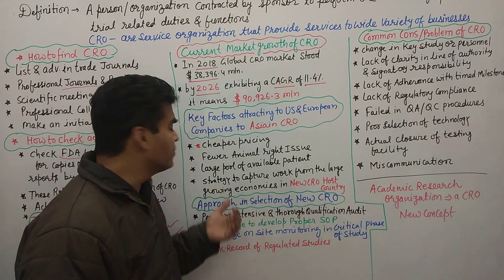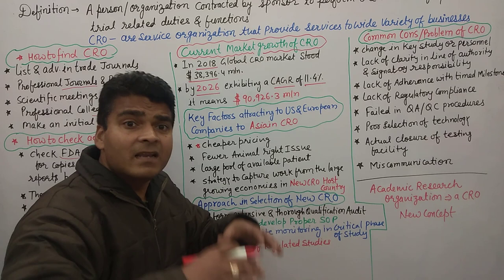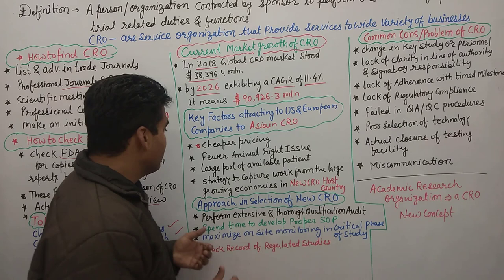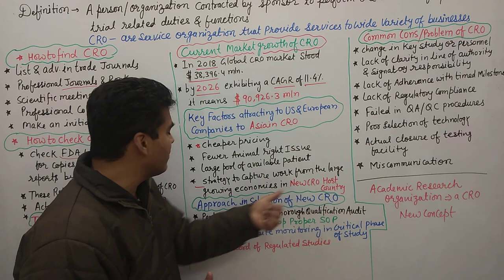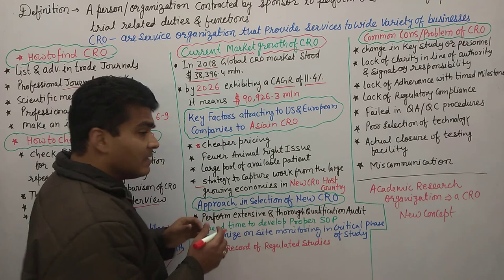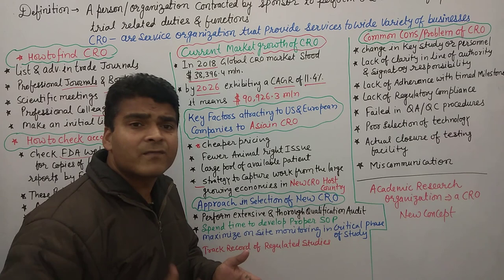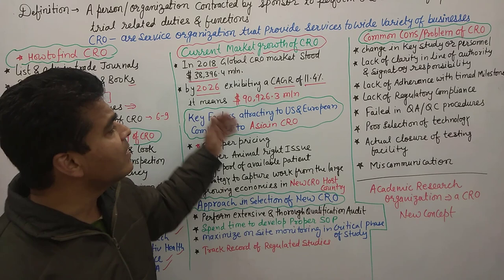Then a large pool of available patients, as India and China have a large population, so there is availability of a large population of patients. Then further, these new countries' CROs have a strategy to capture work from the large growing economies in the new host country. So generally these Asian CROs are also developing their studies to get work from US and European companies. So these are some key factors attracting US and European companies to Asian CROs.